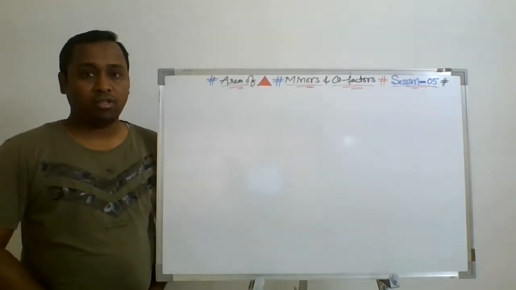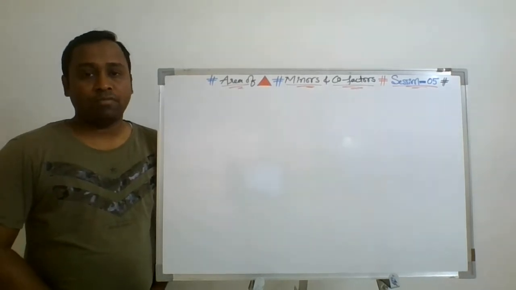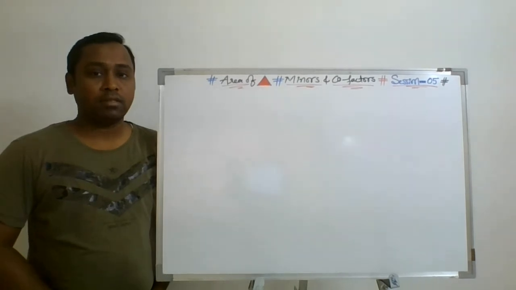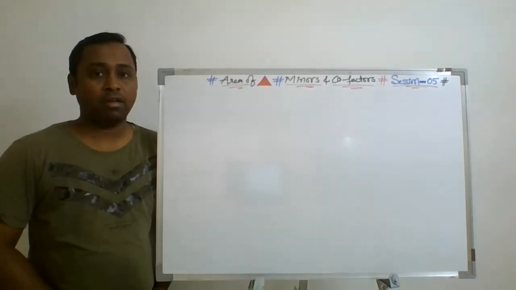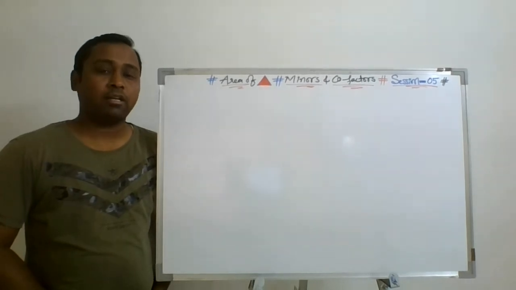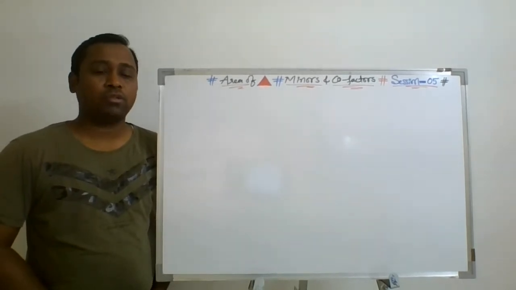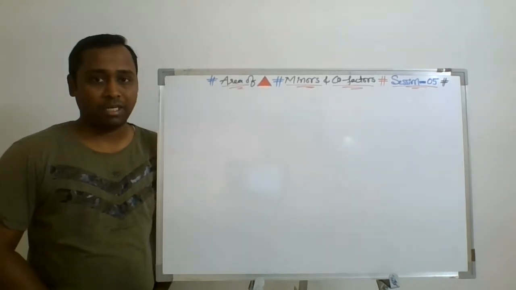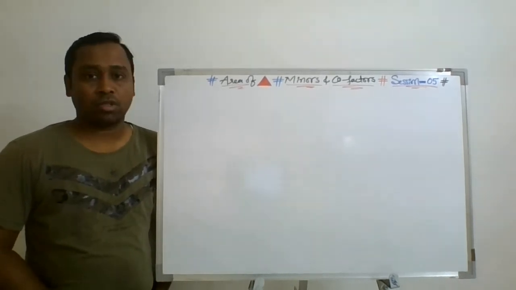Now, in this session 5 of the chapter Determinant, today we are going to discuss the area of triangle as one of the applications of determinant. Along with that, we are going to understand a small concept of minors and cofactors of a determinant. So let's have a discussion over it.